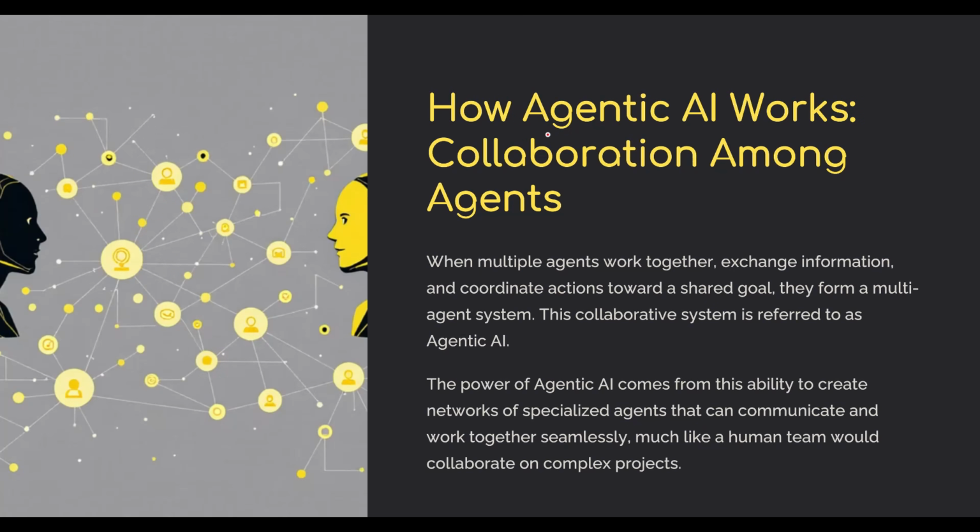And now let us see how agentic AI works. By now you should have understood that agentic AI is nothing but a group of agents. That means a group of AI agents working together or collaborating together is called agentic AI. That means when multiple agents work together and exchange information and coordinate actions toward a specific shared goal, they form a multi-agent system. This multi-agent system is nothing but agentic AI.